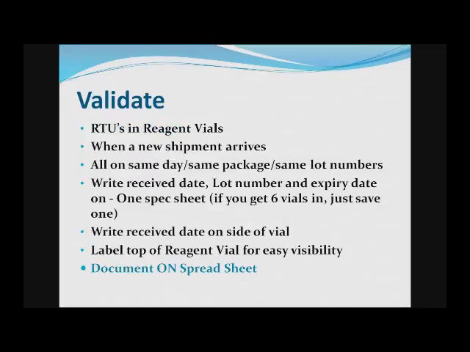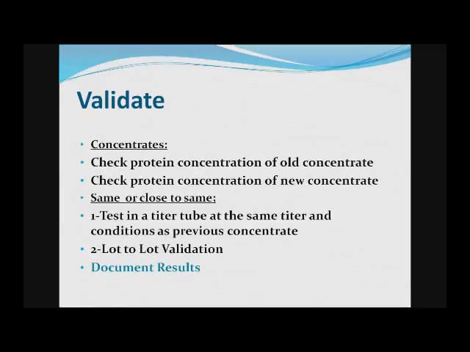The RTUs we order, a lot of them come in reagent vials. When a new shipment arrives, I like to have on that same day, the same package, write down the lot numbers. Sometimes what's on your invoice might be different than what you actually get. And you want to make sure that if you order, say, 4 CD30s, all 4 of those have the same lot number, because sometimes you can have 2 or 3 lot numbers. But you want to be aware of that. Each one of those lot numbers has to be tested for lot to lot. If you're getting a concentrate, you can check the protein concentration of the old concentrate that you had. You want to check the protein concentration of the new item on your shelf.